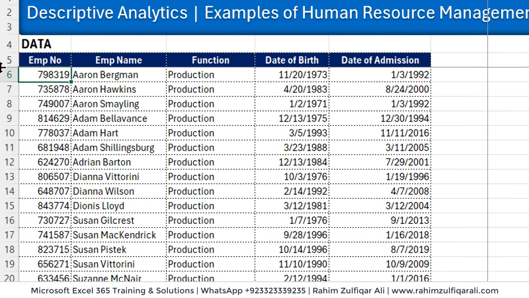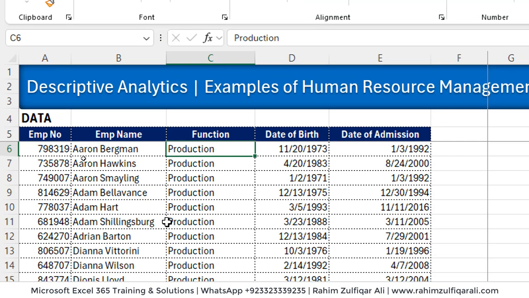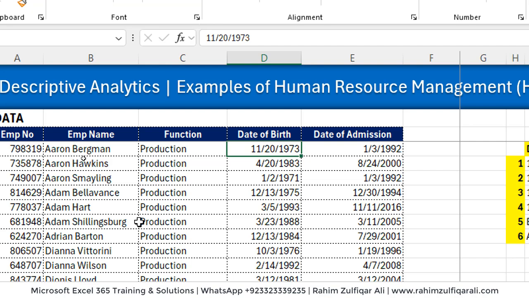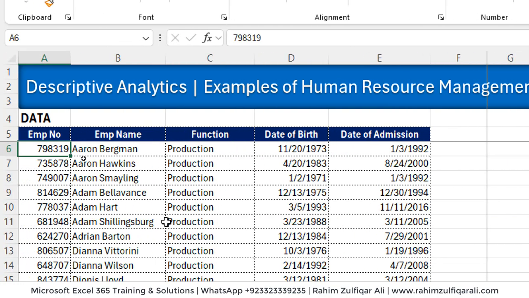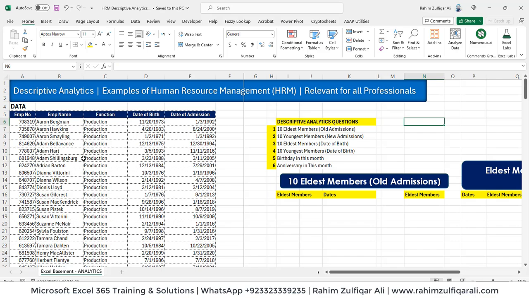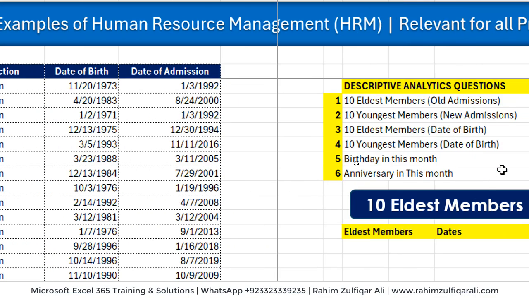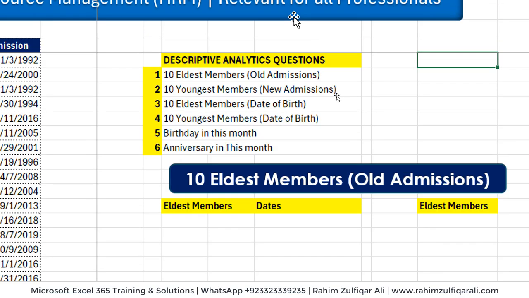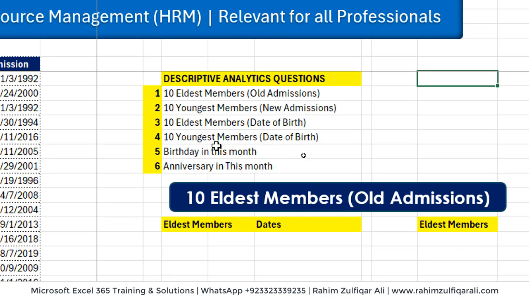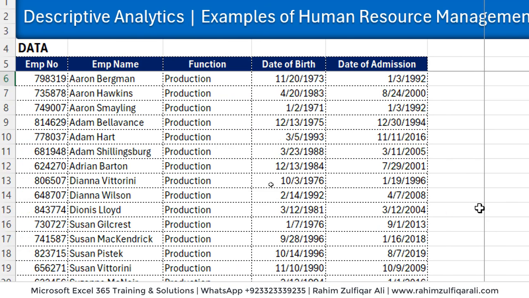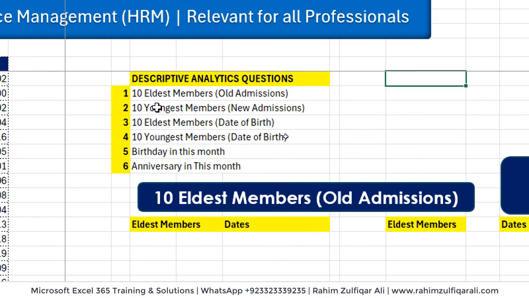This data consists of 5 columns: employee number, employee name, the function or department that person belongs to, date of birth, and date of admission. Now we need to do the descriptive analytics, and we have been given questions, let's say from a manager, who wants to find out these things from the data. So as a data analyst or business analyst, our key role is to do the descriptive analytics on this particular dataset. The first question is to get the 10 eldest members based on the old admissions date column.